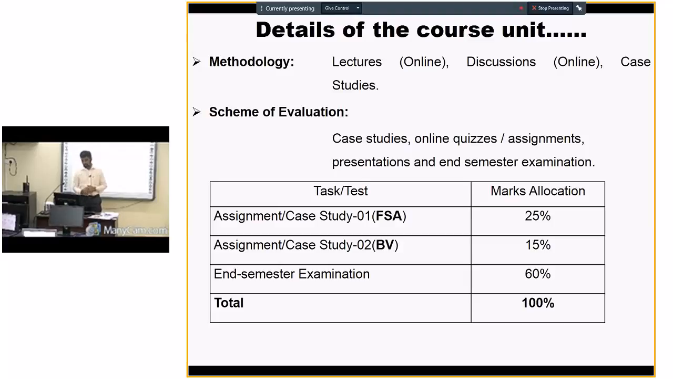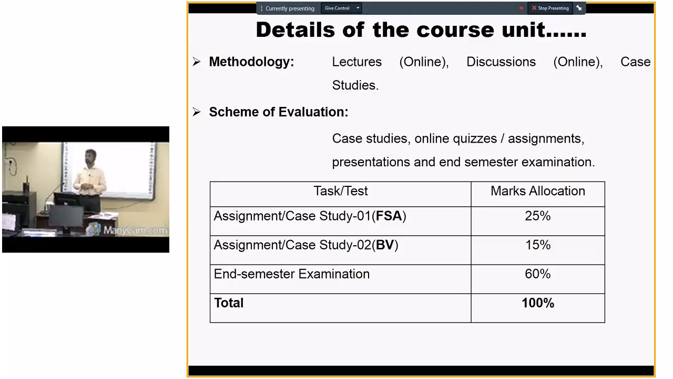Further, we have to discuss that type of case. This is the scheme of evaluation: case studies, online quizzes, assignments, presentations, and end semester examination. Then you can see the marks allocation and structure of your assignment. We have arranged one assignment for the financial statement analysis part. Now we have two major components in this course unit. One is financial statement analysis, and the other, which is directly linked with it, is business valuation.